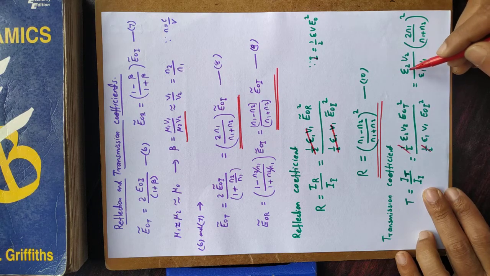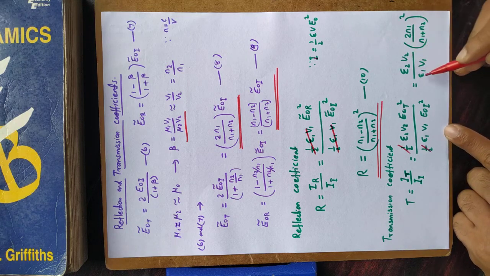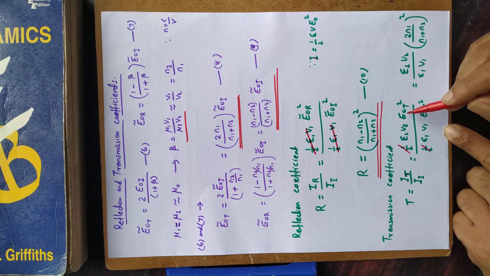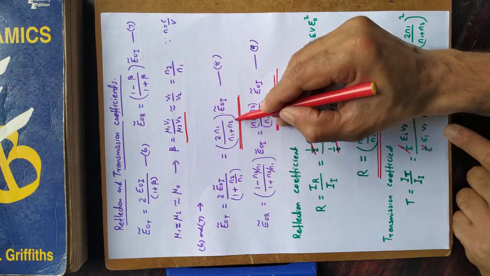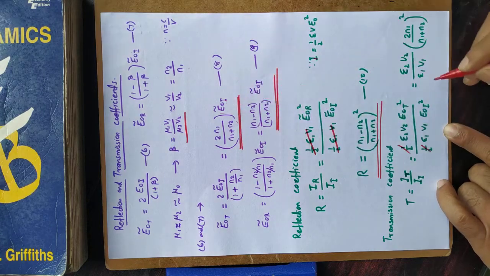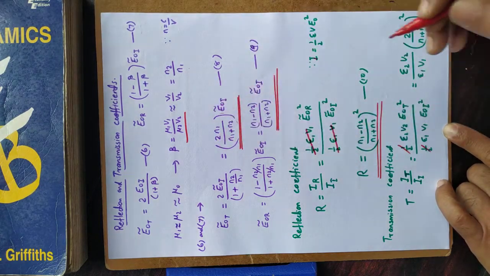Half cancels, and you will get epsilon2 v2 divided by epsilon1 v1, then E0T square divided by E0I square. E0T square is given by the square of this term times E0I square, divided by E0I square. So E0I square cancels, and we will get the square of this parameter.